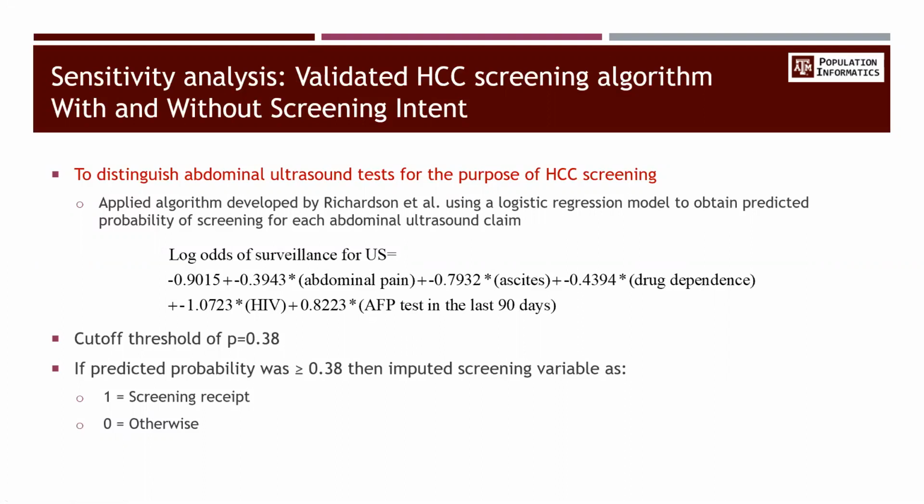Once you do that probability modeling and it comes out, you actually need a threshold, because all this does is give you a number. This is the probability of, right?